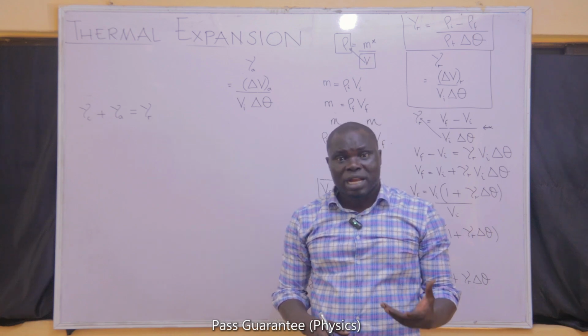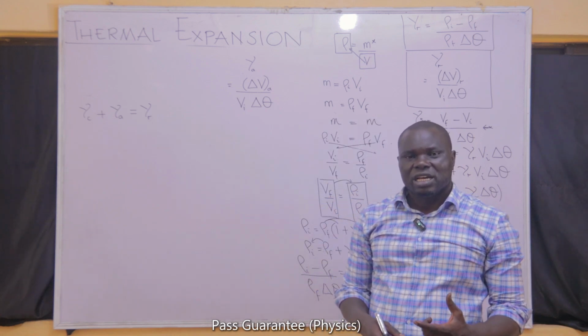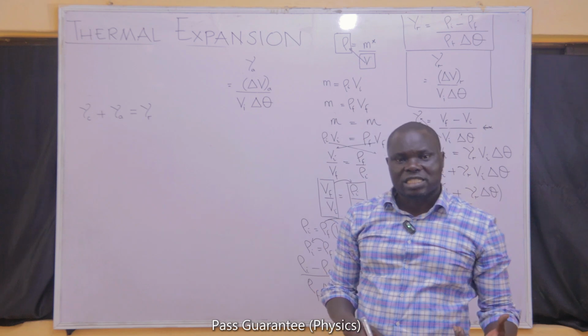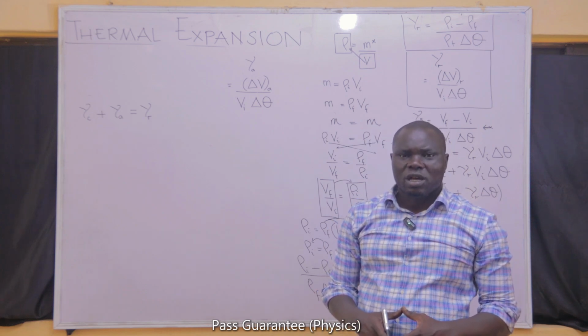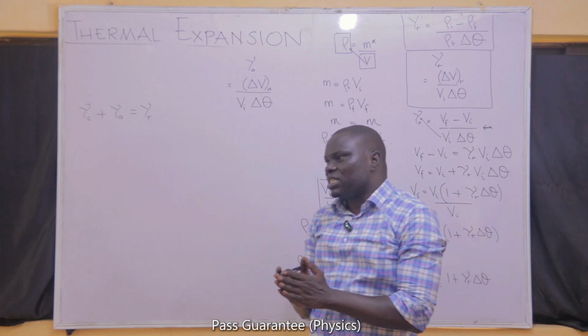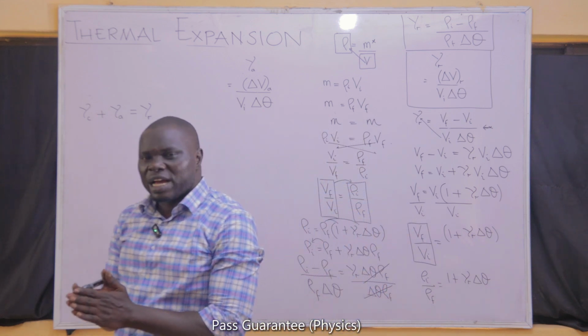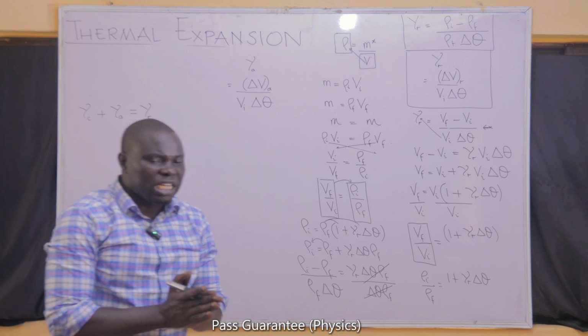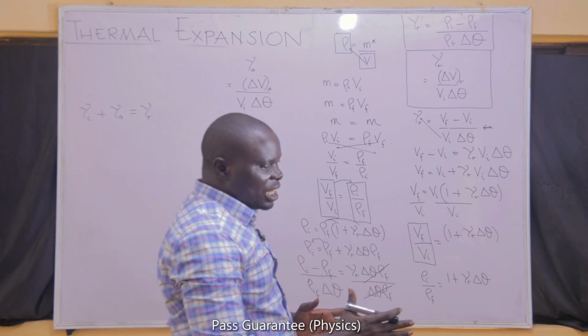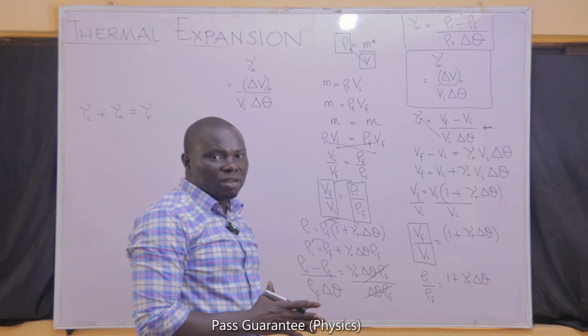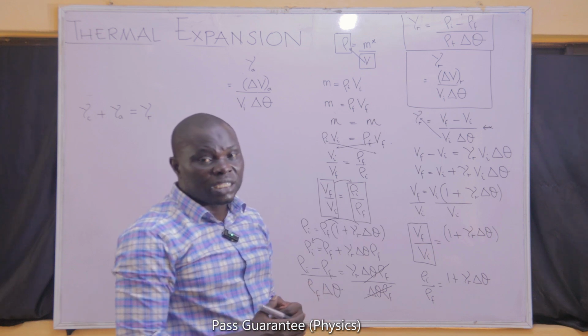Negative expansivity implies that when you heat the substance, instead of expanding, it is contracting. That's the meaning of negative expansivity. And there are very few special materials that behave like that. There are materials that upon heating, though they are very few and very scarce, instead of expanding, they seem to contract.